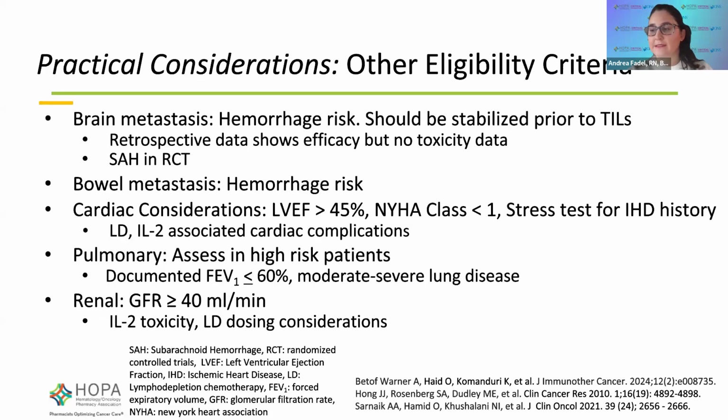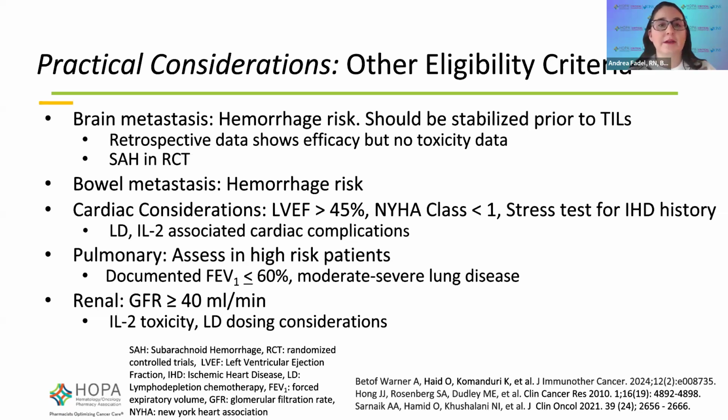And we've got some other practical considerations, so other eligibility criteria. I did mention brain metastases earlier, and that's because there is a hemorrhage risk. So you want to make sure they're stabilized prior to TIL cell therapy. And if they do have it and it's stabilized, you might want to consider a higher platelet threshold. Retrospective data has shown some efficacy, but no real toxicity data. But some randomized control trials have shown some subarachnoid hemorrhage risks. We also want to be aware of hemorrhage risk for bowel mets as well, again, considering those platelets.